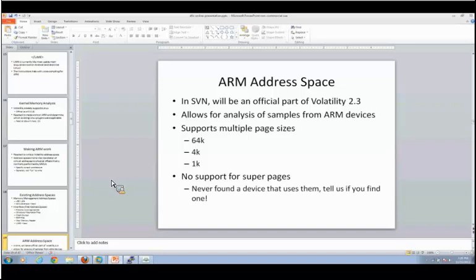ARM also has this notion of super pages, which is very complicated, and the issue with this is we've never found an Android device that actually uses them. We have a big warning print message in the address space so that if we find one of these, it's going to tell you something along the lines of super page found, please file a bug report, and then we'll likely need to use your sample to help write it because we can't find one that has it. But as far as the tens of Android devices that we looked at, the ARM address space works really well and can perform full translation.